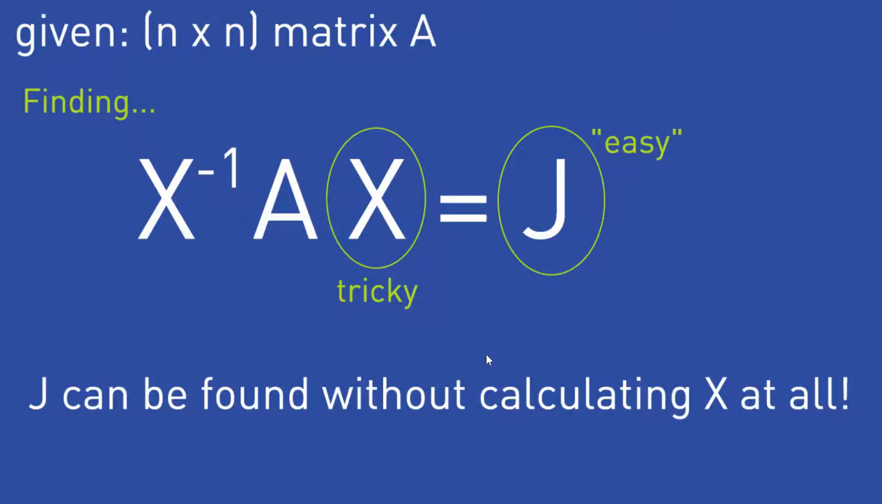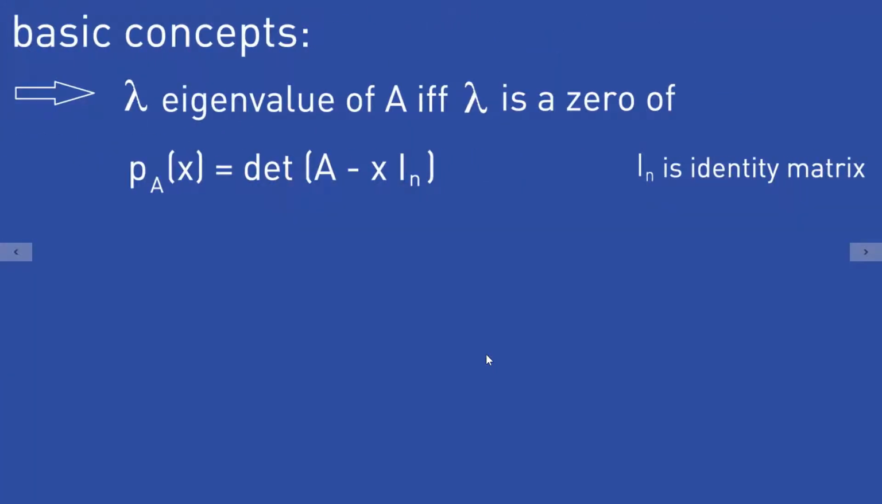First of all, we need some basic concepts. We need to find all the eigenvalues of the matrix A. Lambda is called an eigenvalue of the matrix A if and only if lambda is a zero of this polynomial here, P_A(x), which is equal to the determinant of A minus x times I_n, where I_n is the n times n identity matrix. This polynomial is called the characteristic polynomial of the matrix A.